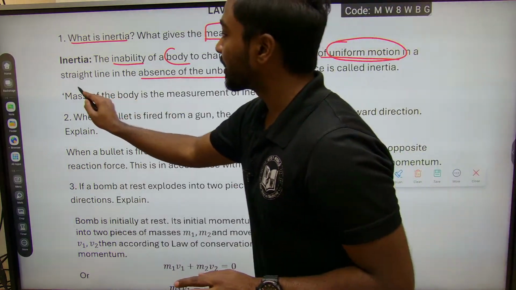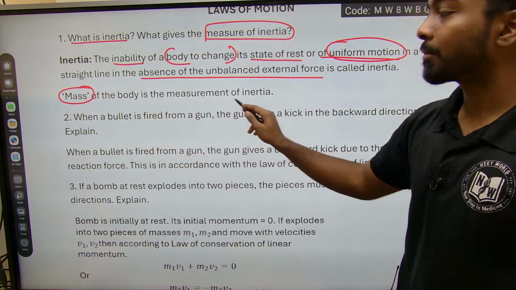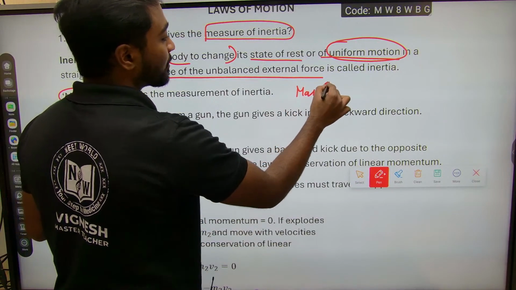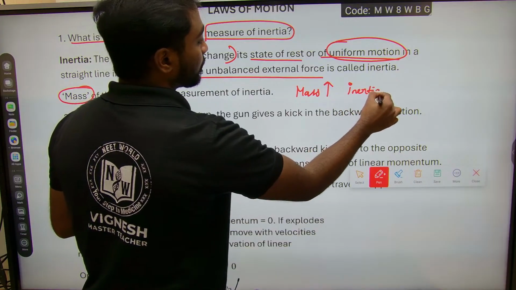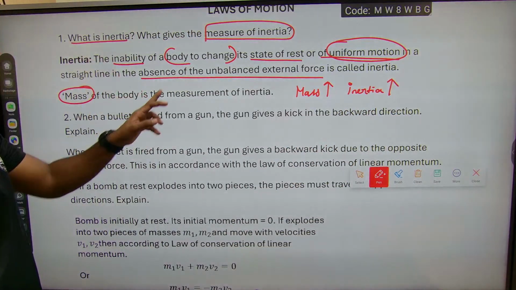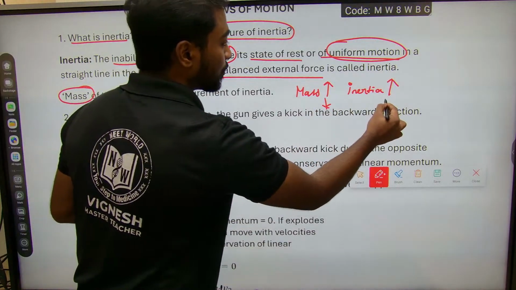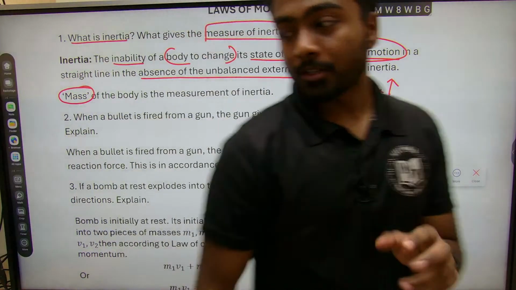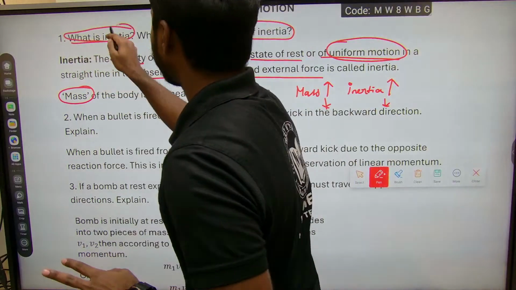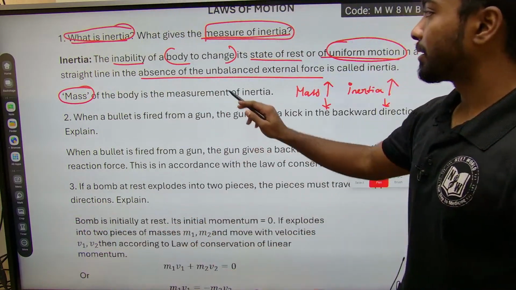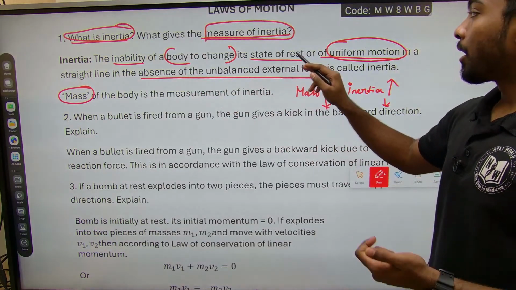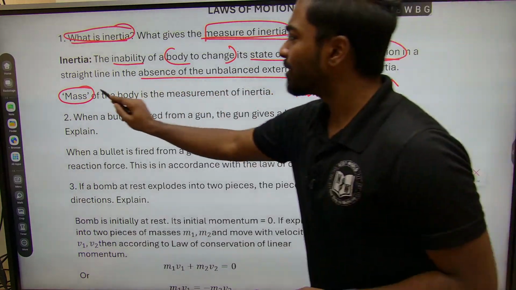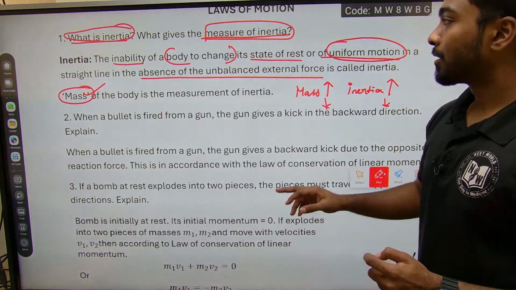How will we measure that inertia? We will measure inertia in terms of mass. The mass of a body is the measurement of inertia. When mass is more, inertia is also more; when mass is less, inertia is also less. That's the point we can understand from this first question. So inertia is the inability of a body to change its state of rest or uniform motion in a straight line in the absence of an unbalanced external force, and we measure it in terms of mass.